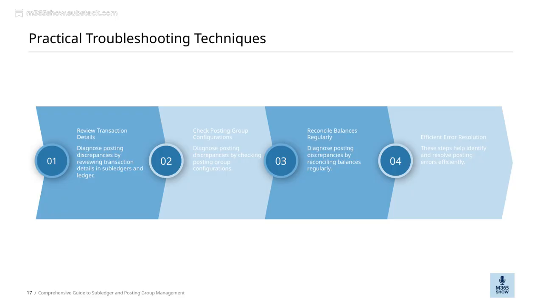Third, make a habit of reconciling balances regularly. This proactive approach helps catch discrepancies early before they become bigger issues. By following these steps, you can identify and resolve posting errors much more efficiently, ensuring your financial data remains accurate and trustworthy. These techniques are essential for maintaining the integrity of your financial reports and supporting overall business health.